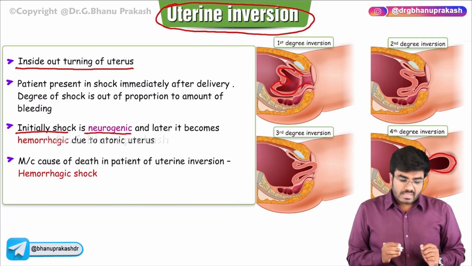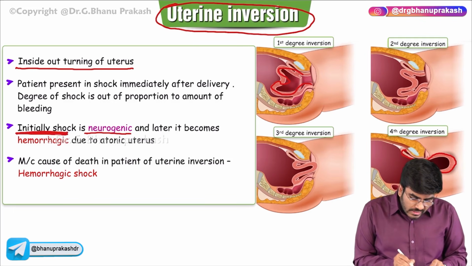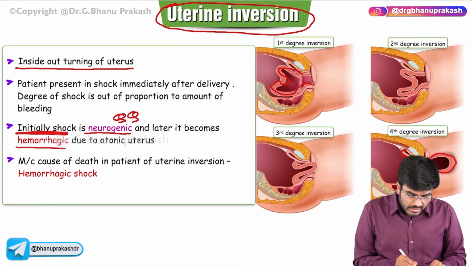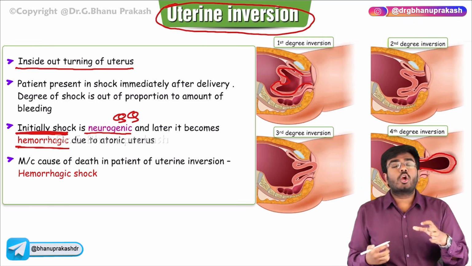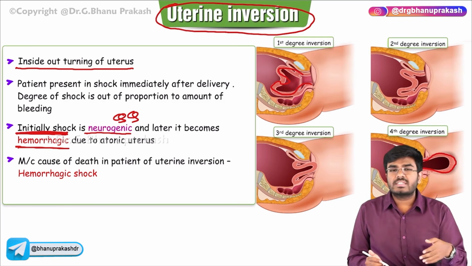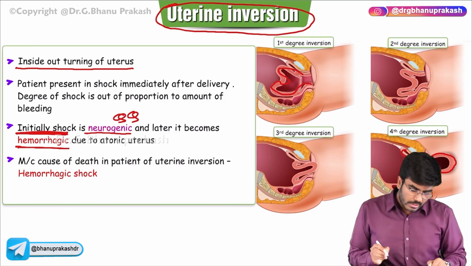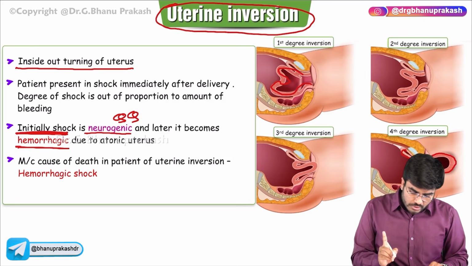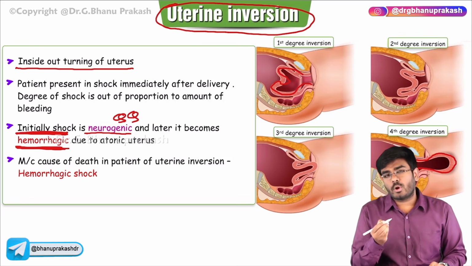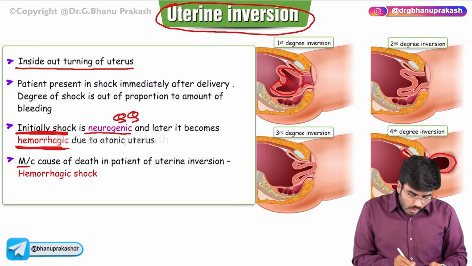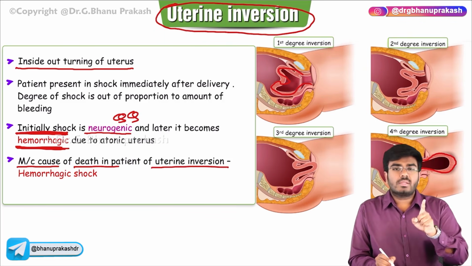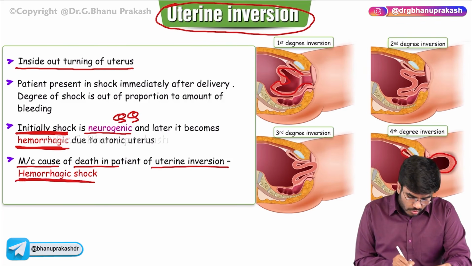There will be a lot of pain. The shock which is seen initially is a neurogenic shock. Later, the shock will be hemorrhagic shock. Such an inverted uterus cannot contract properly, and if it's not contracting properly, there is postpartum hemorrhage happening after the delivery of the baby. So the important point is, initially the shock is neurogenic, but later on the shock is because of loss of blood, that is hemorrhagic. If they ask you what is the most common cause of death in a patient with uterine inversion, the most common cause of death is hemorrhagic shock.